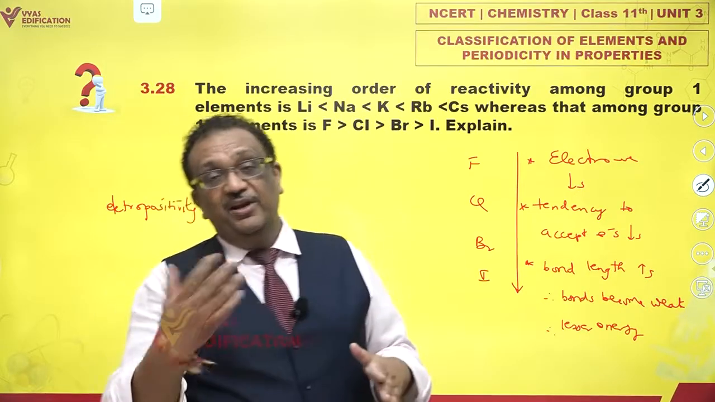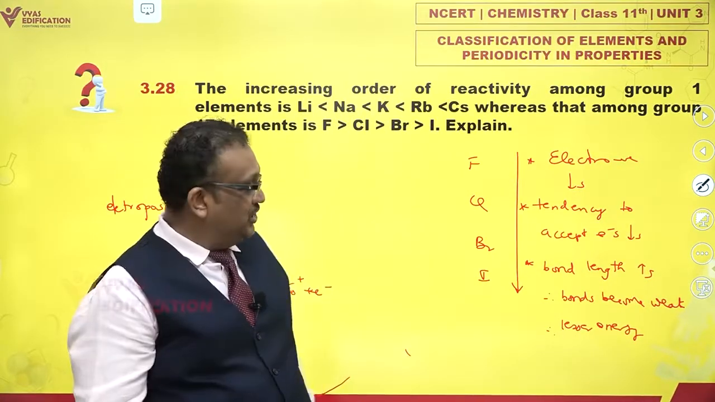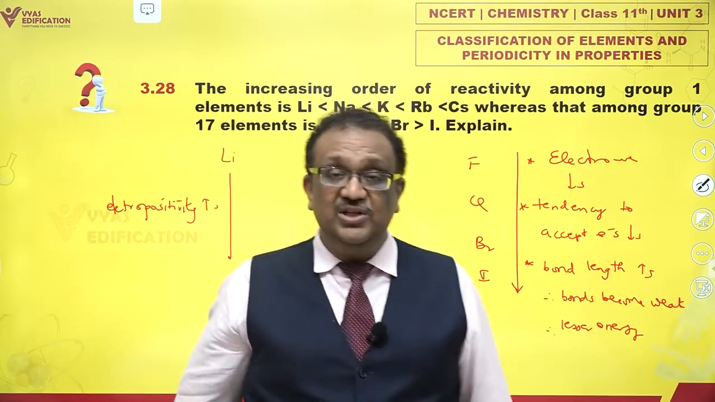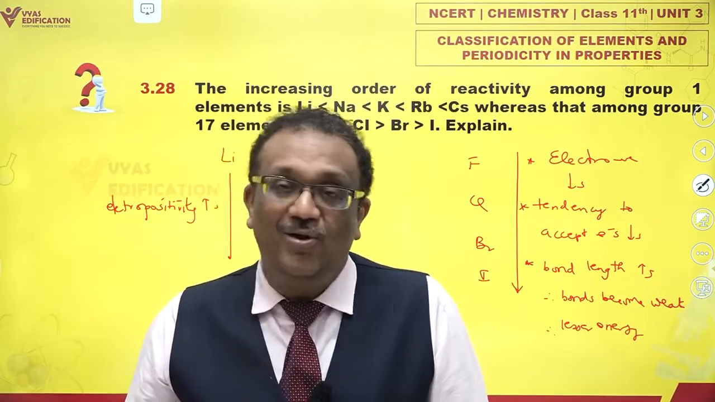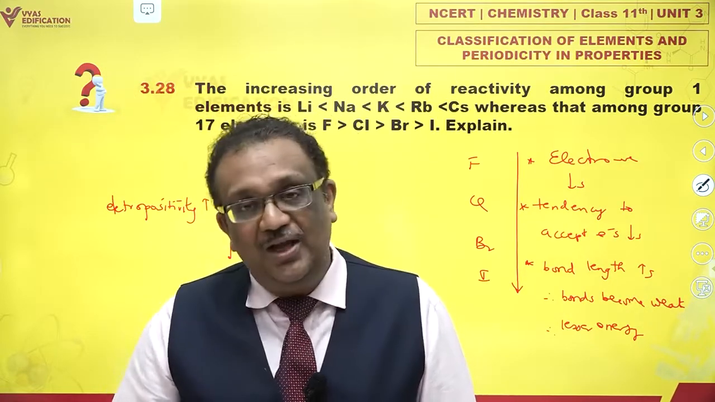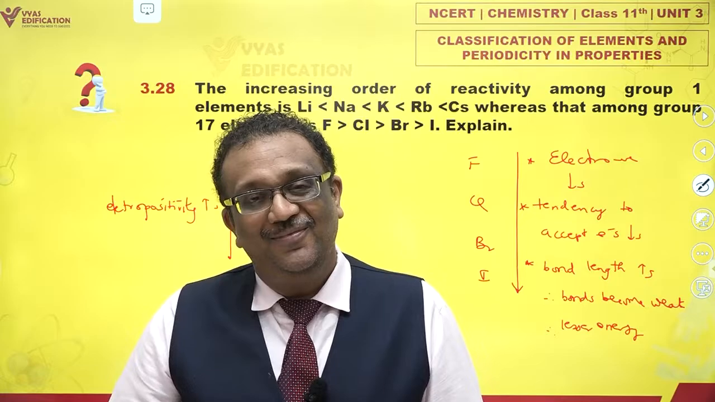F-F bond can break very easily. It has very low bond dissociation enthalpy. It forms very strong bonds, and it has very high lattice energy as well. So all these things contribute to relatively higher reactivity of F as compared to Cl or Br or I. Right?